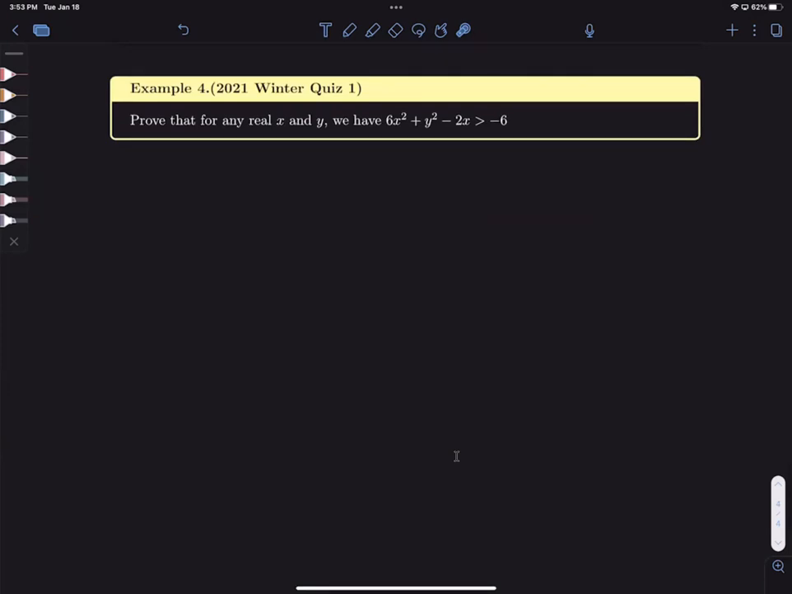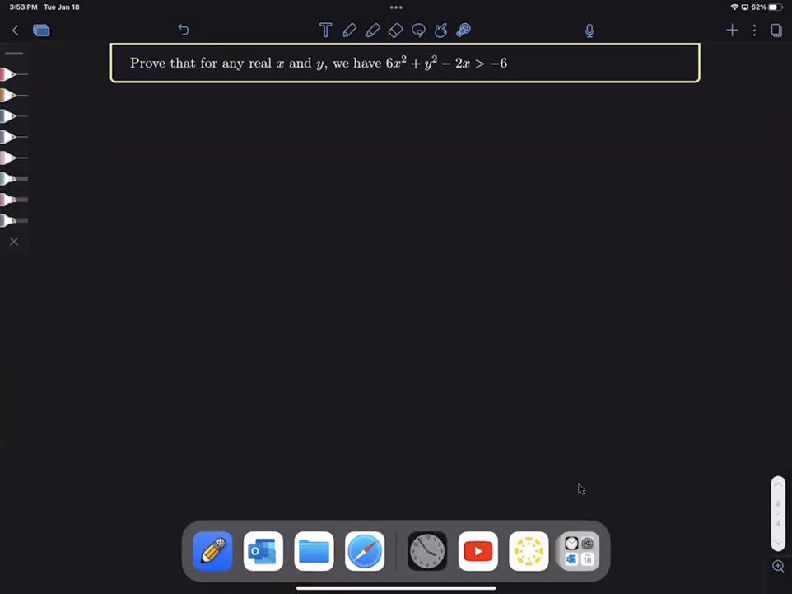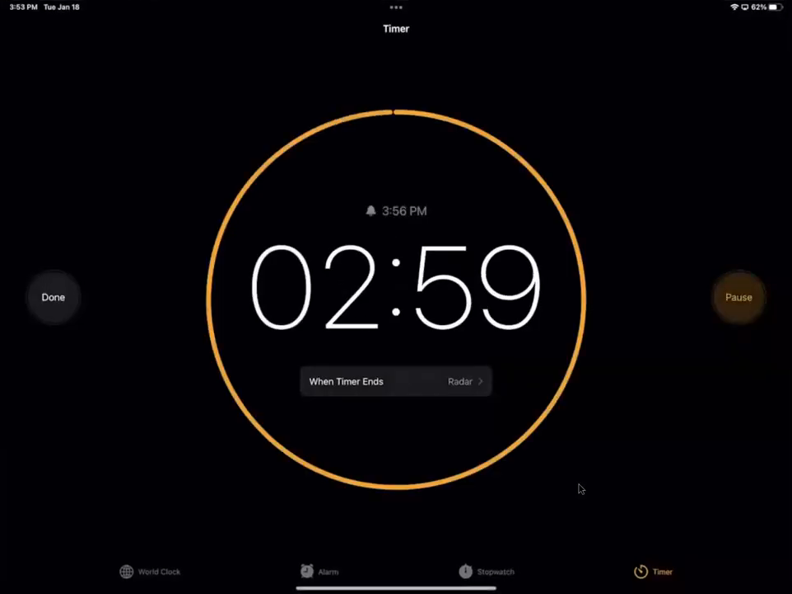This is a quiz question from last year, again, last winter. It asks you to prove that for any real x and y, we have this inequality. Again, I'll give you 3 minutes to do this, and then we'll take it up. For those of you who don't have the question, make sure you write it down. Really important that you try it out first. All right, and start.